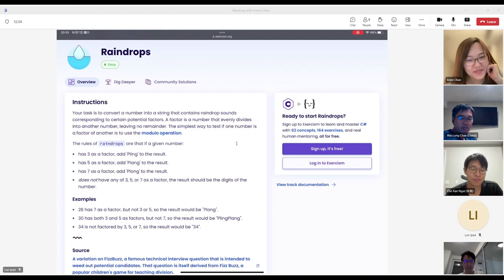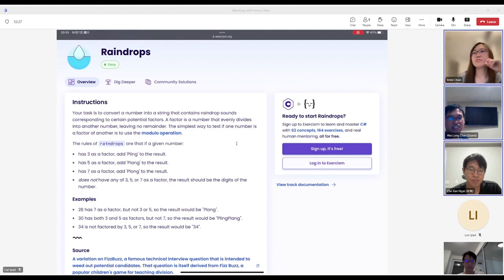So that means they can have 5, I mean, the result should be 34. So they can have at most 3 sounds, right? Ping, pang, pong. Right. If it is 7 times 5 times 3.